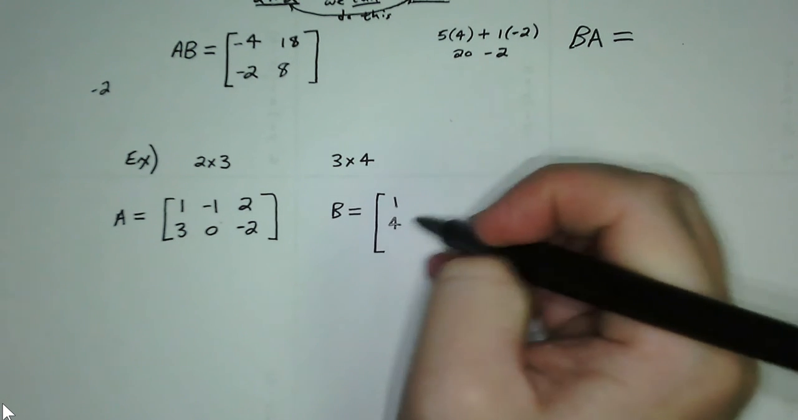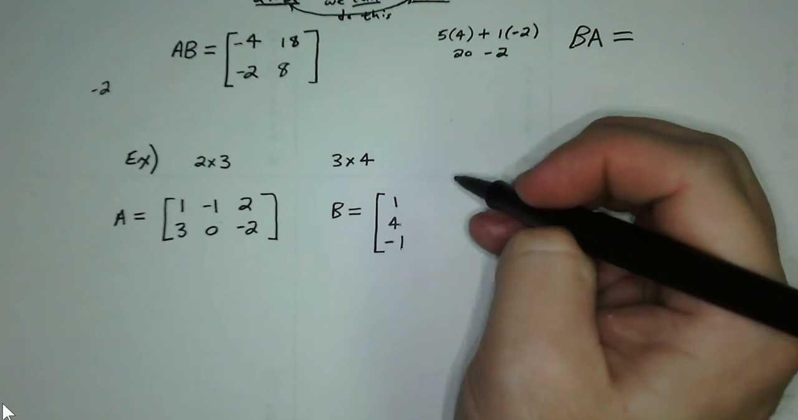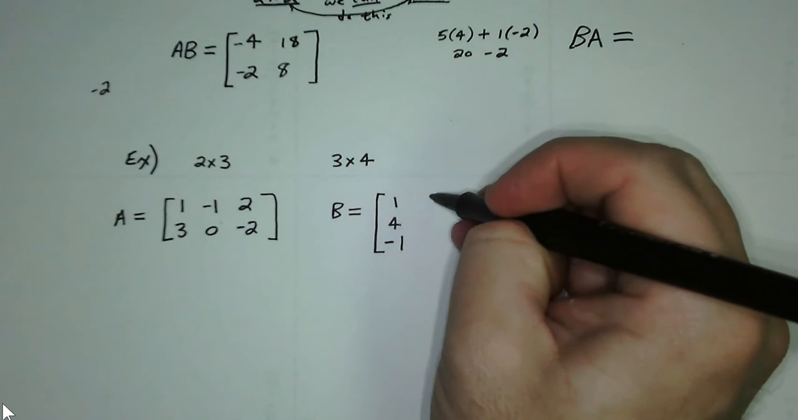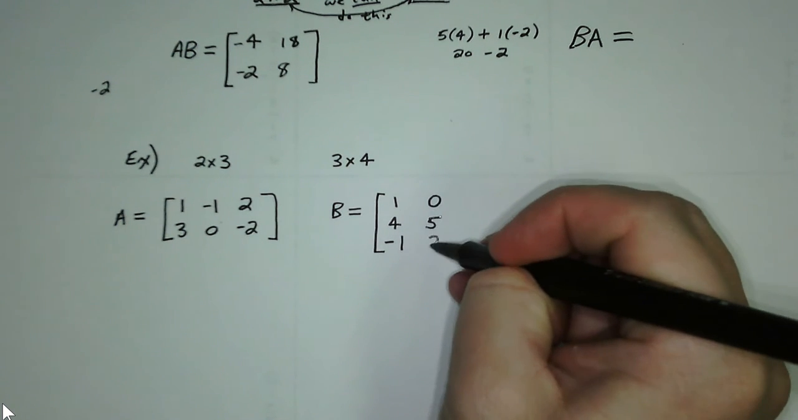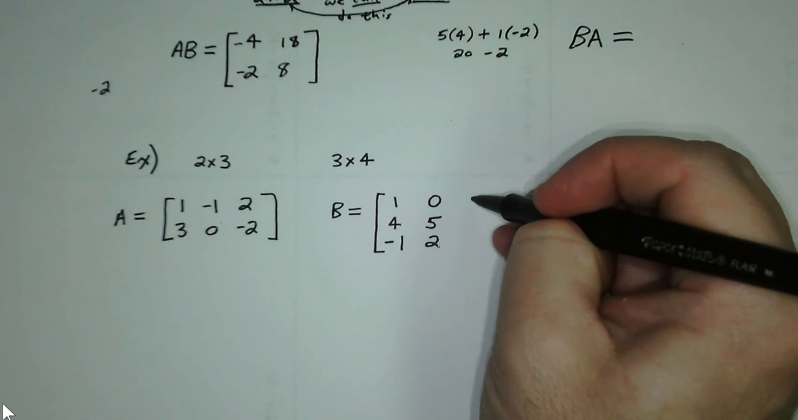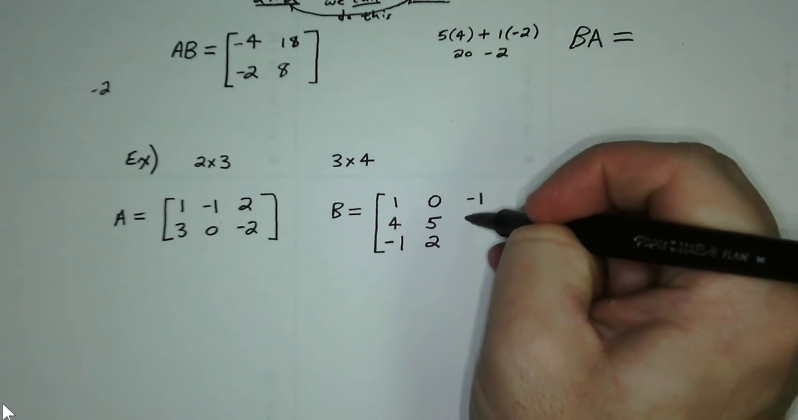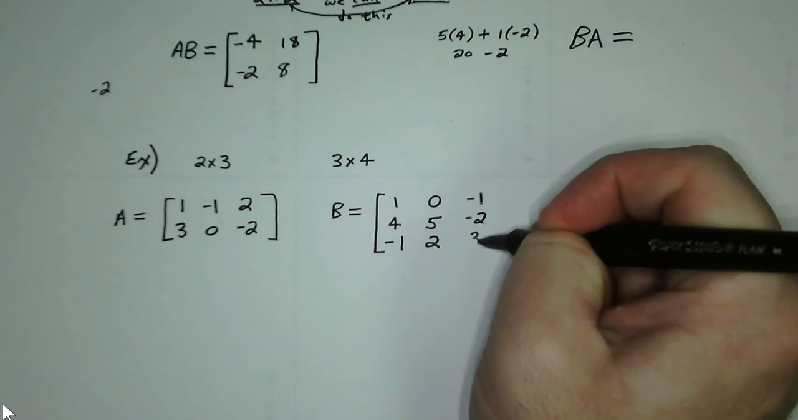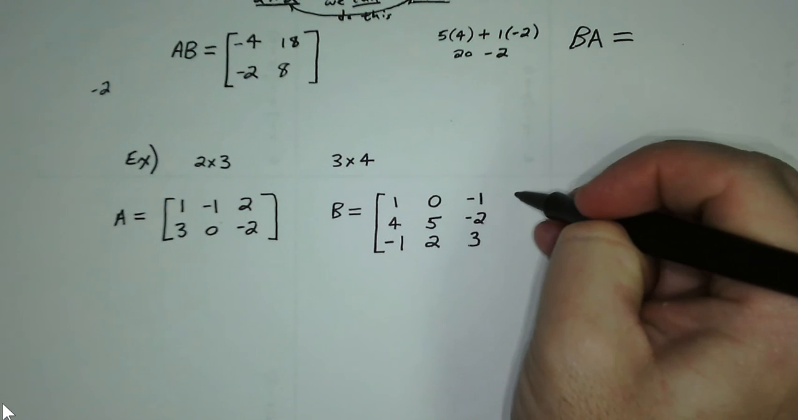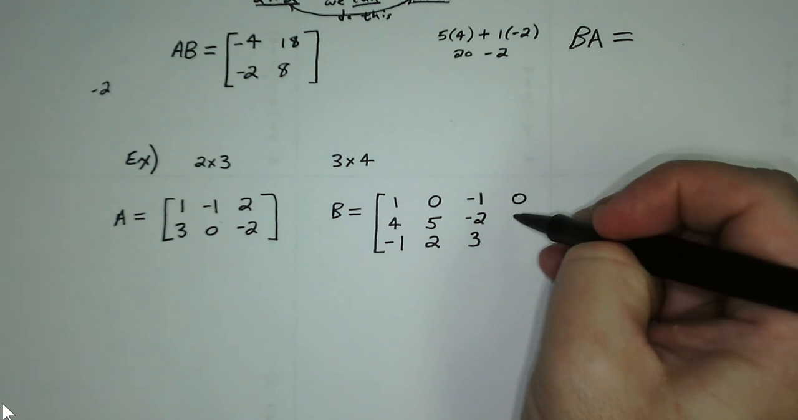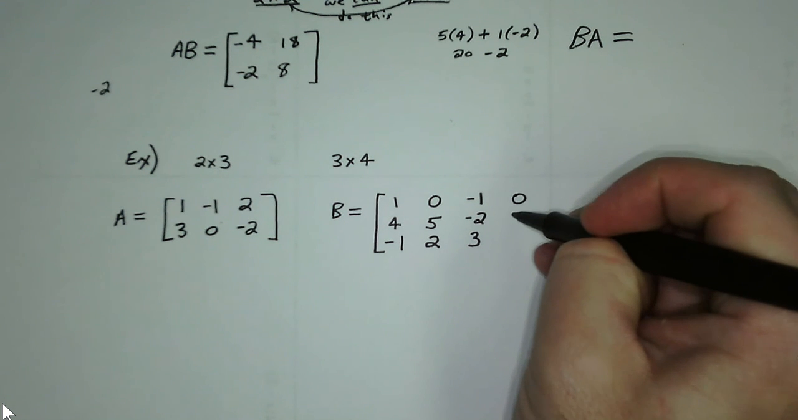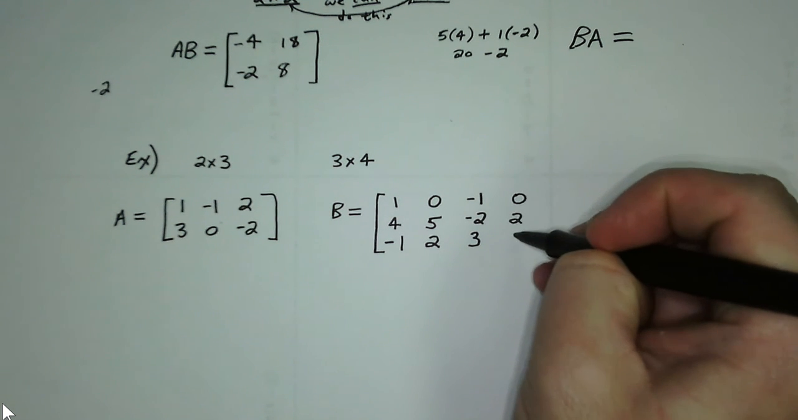1, 4, negative 1, it's 4 columns. 0, let's throw in a 5, a 2, some more columns. How about a negative 1? How about a negative 2? How about a 3? And then another 0. And how about another 2? And then how about another 1?